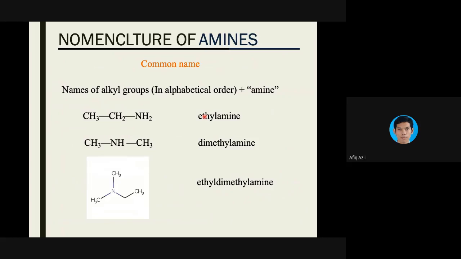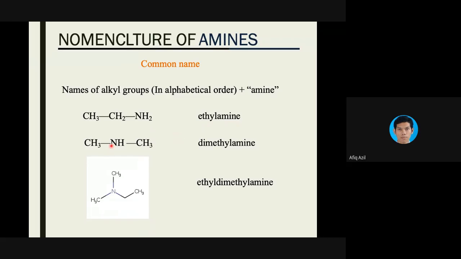So nomenclature of amines. Some of these amines have common names. Names of alkyl groups in alphabetical order plus amine. What it means is basically you put the name amine at the end. For example, like this one, it will be written as ethylamine. Why? Because you have CH2, CH3, which is an ethyl group. It will be written first, ethylamine.